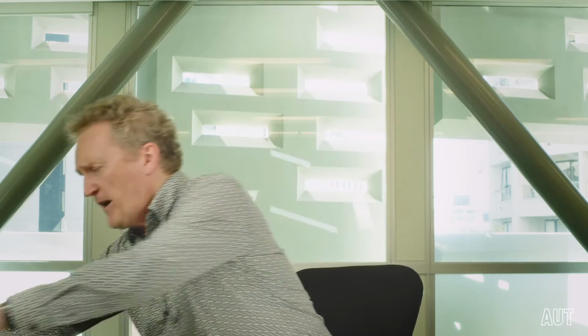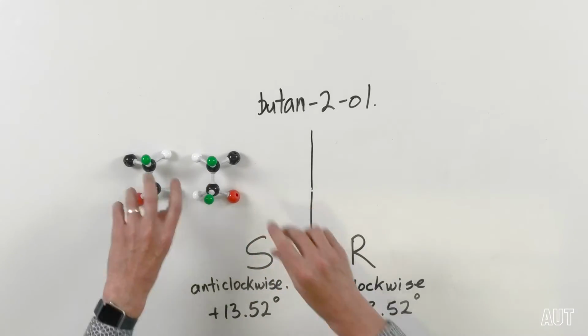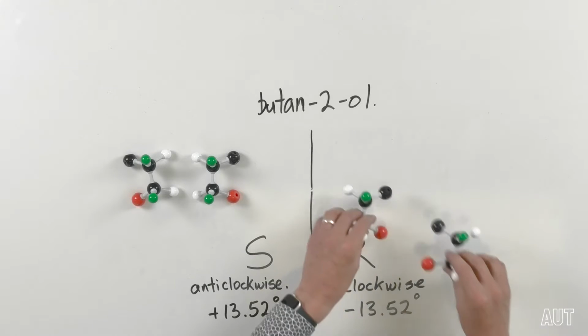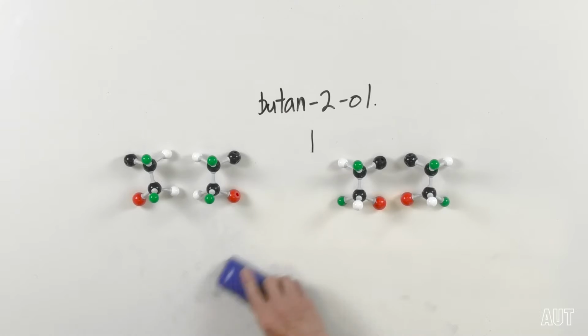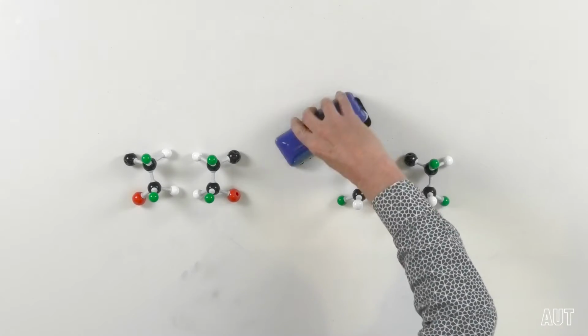So that's pretty much all that we're going to do looking at molecules that contain only a single chiral carbon, or a single stereocentre. Okay, so what now about molecules that contain more than one stereocentre? So let's see what we can learn about these.